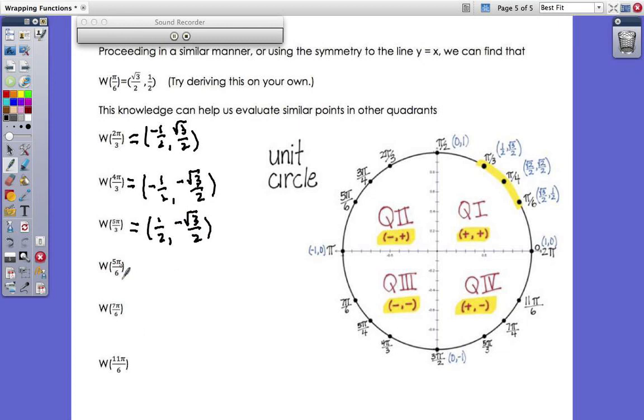And the same is true for all the pi over 6s that you need to know. 5 pi over 6 here in quadrant 2, just like pi over 6, but with a negative x-coordinate. 7 pi over 6 here in quadrant 3, negative x, negative y, and 11 pi over 6 here in quadrant 4 with a positive x and a negative y. So I think that's a wrap.